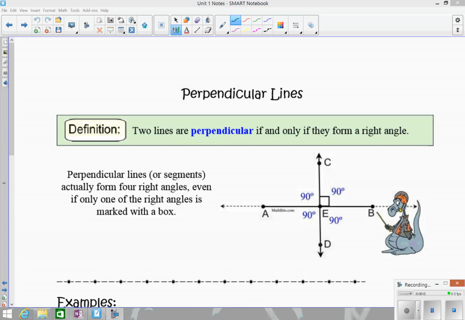In this lesson, we're going to talk about perpendicular lines and how to solve algebraic problems using perpendicular lines. So first of all, remember the definition of perpendicular lines. It's when two lines intersect and they form right angles. So if you look at these two lines, they are intersecting and they're forming right angles.